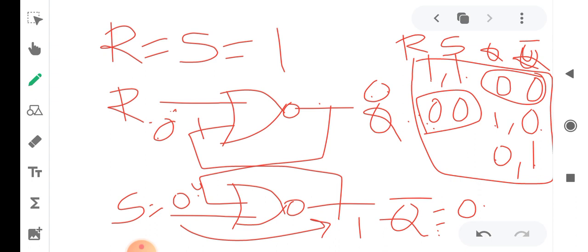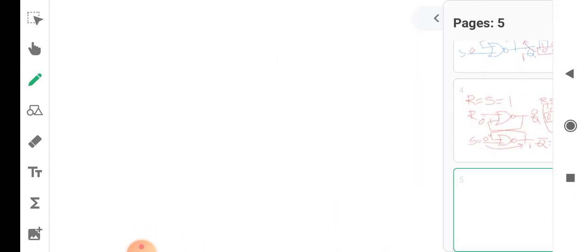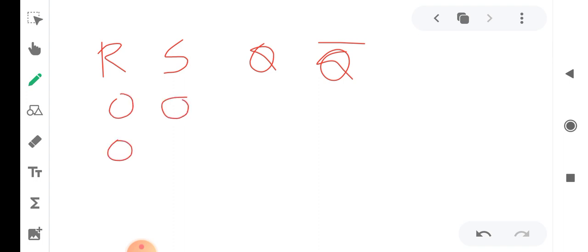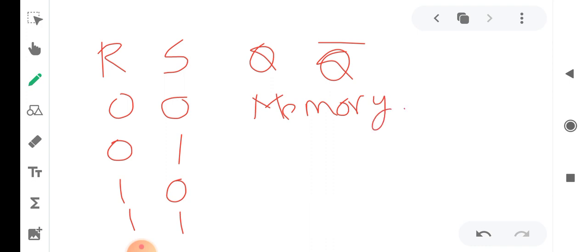So for that purpose you cannot accept, that is, for the RS latch this condition, that is 1 1, is not acceptable. So 0 0, that we call the memory, and 1 1 is not allowed. Okay, the 1 1 is not allowed.